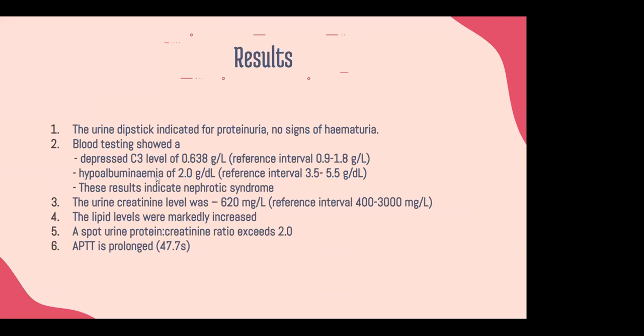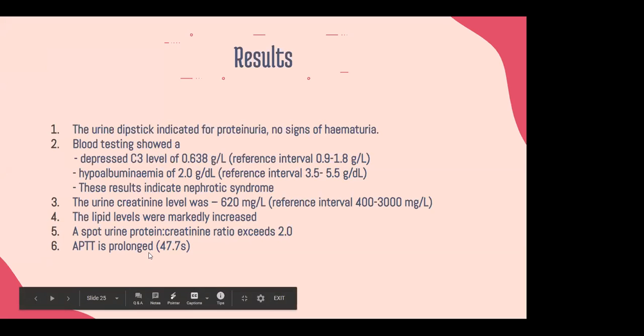And then hypoalbuminemia. So this result will indicate nephrotic syndrome. Next one, the lipid level also increased, and the urine protein creatinine ratio exceeds 2.0, and the APTT is prolonged.